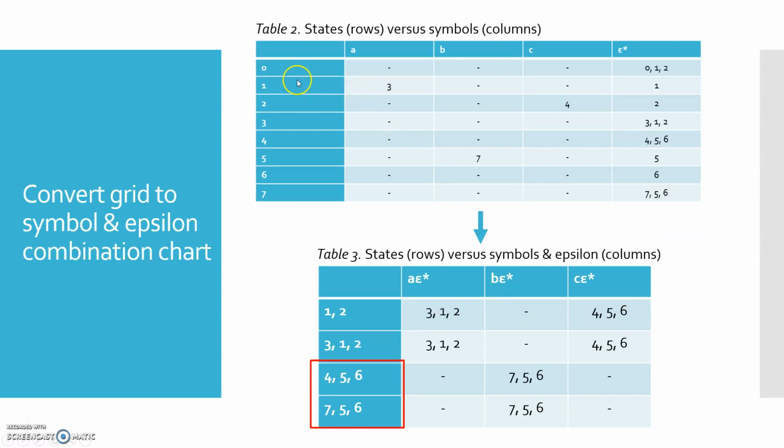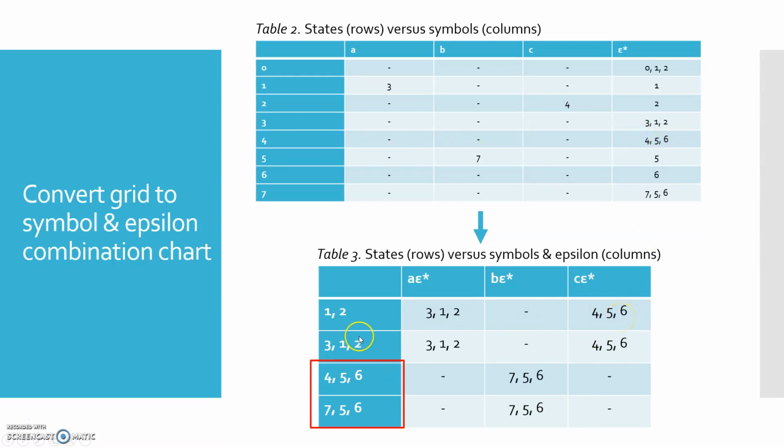So now if we go to state 1 and 2, there's no input for B. And if we go to C, there is input at state 4. So you go to state 4, go over to the epsilon column, and you get 4, 5, 6. And that's where I got this.